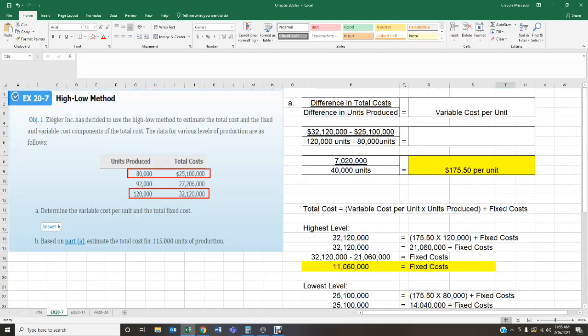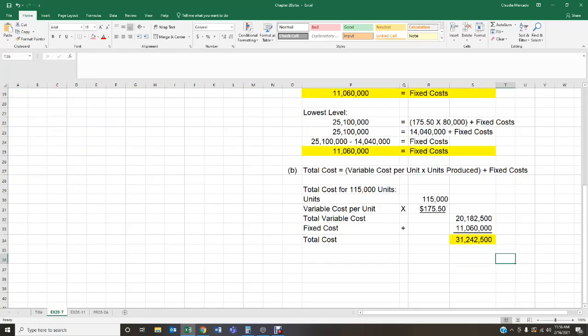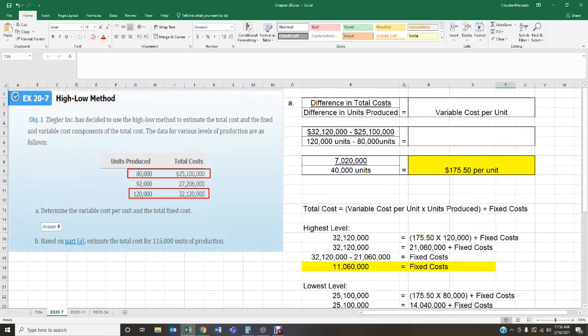So this is step by step, and this is using the high-low method. You select the high cost, low cost, and its corresponding units produced to calculate your variable cost per unit, and then you solve for your fixed cost. And then once you have that information, you can just plug in any units produced to be able to calculate your total cost. Okay, so that is it for exercise 27.